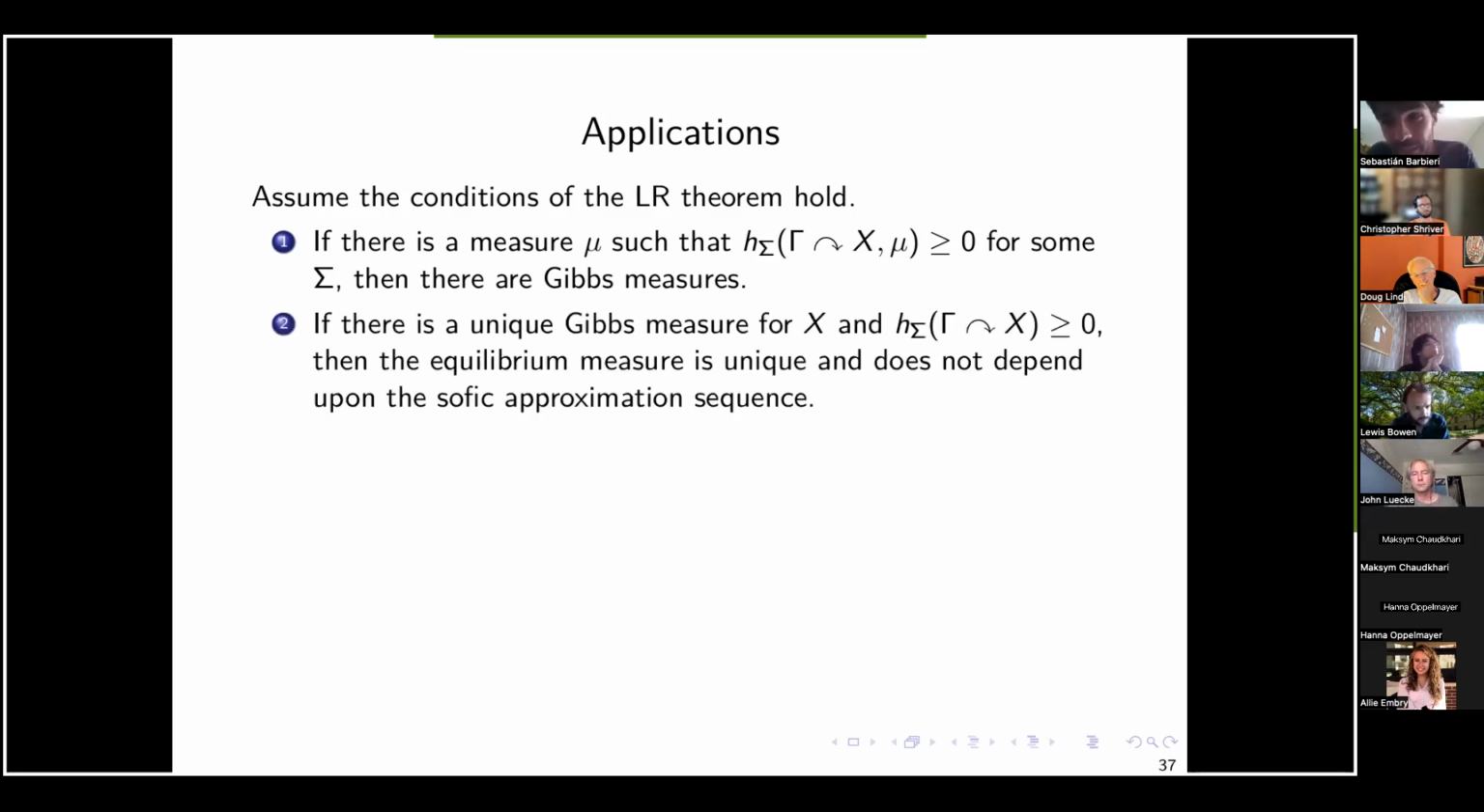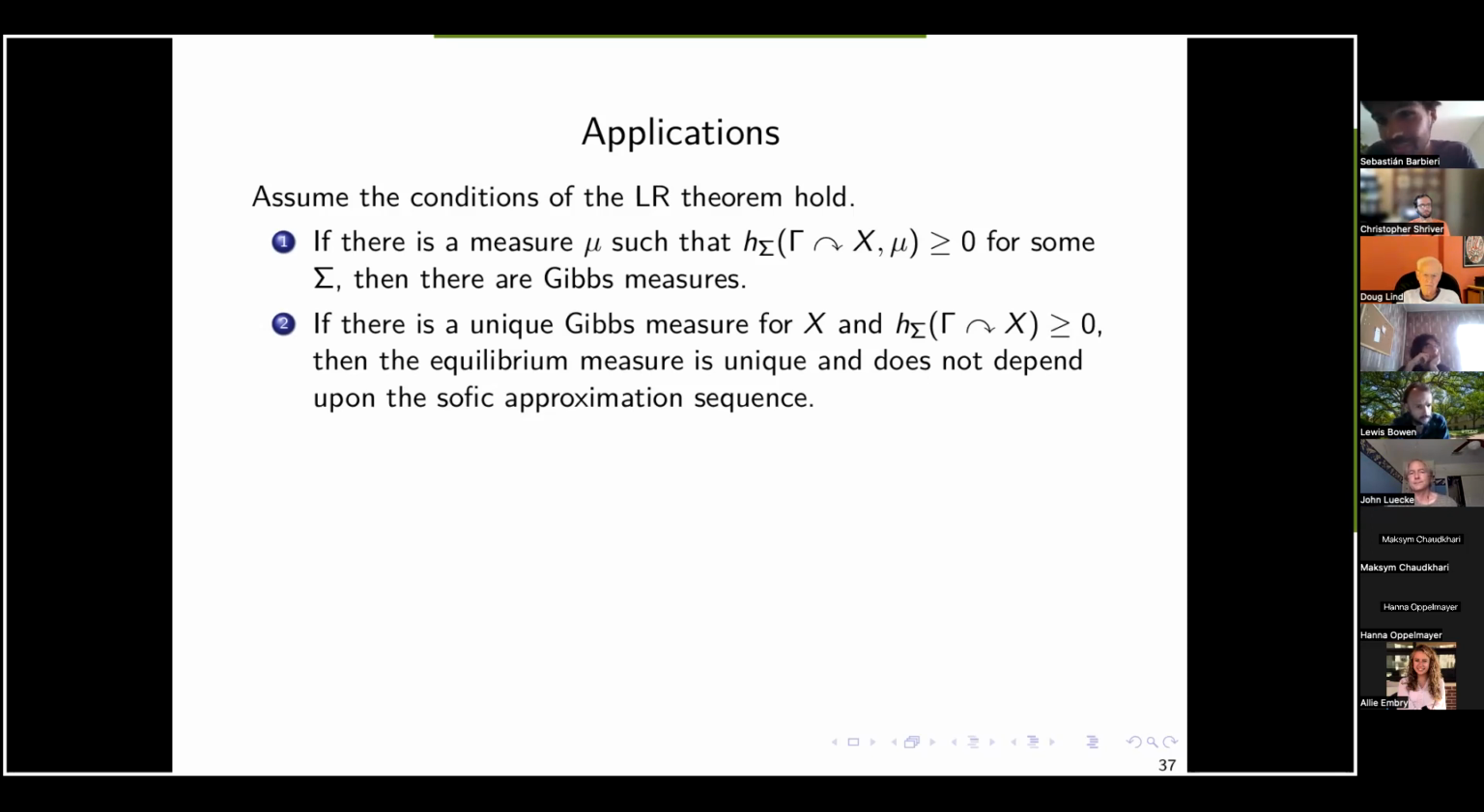Second, and this one is, I think, much more interesting. There are some ways of showing that some systems admit unique Gibbs measures. For instance, I showed that the full shift admits a unique Gibbs measure. Well, if there is a unique Gibbs measure and the sofic topological entropy is non-negative, then the equilibrium measure must be unique because it must coincide with this unique Gibbs measure. And it will not depend upon the sofic approximation sequence.